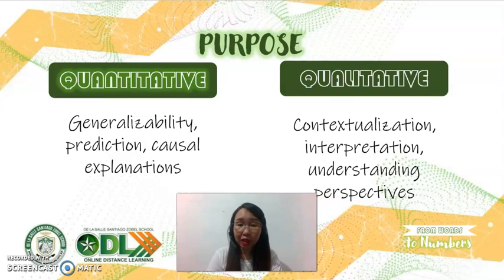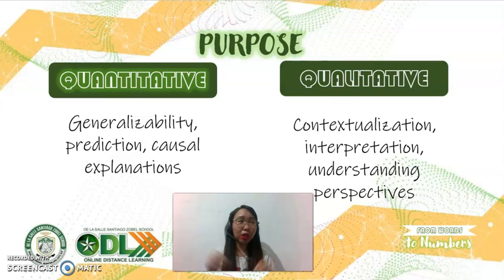And then for qualitative, because you are dealing with a particular group, it doesn't have to be a lot. You're just after the context. And then you interpret the context. And then you understand the perspectives of even one person. That is why qualitative is more focused on the individuality, okay? Whereas quantitative research is nothing like that. We have to generalize. That means we need to have a representative number in the population.